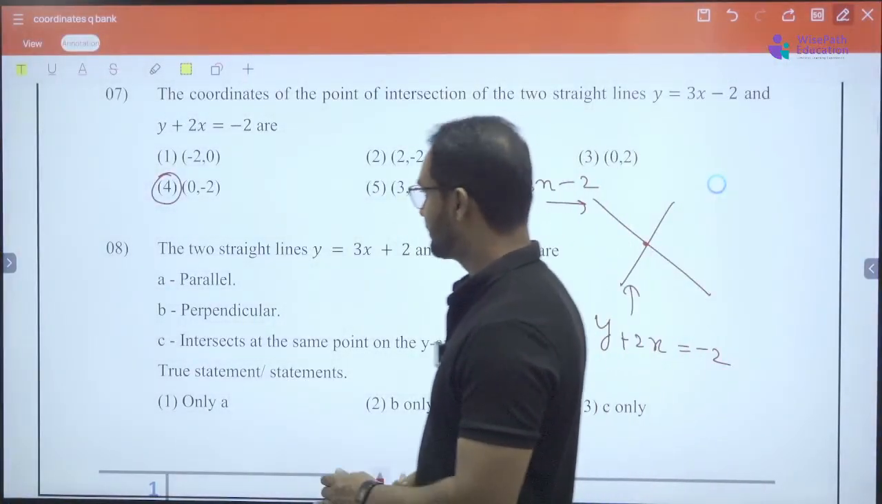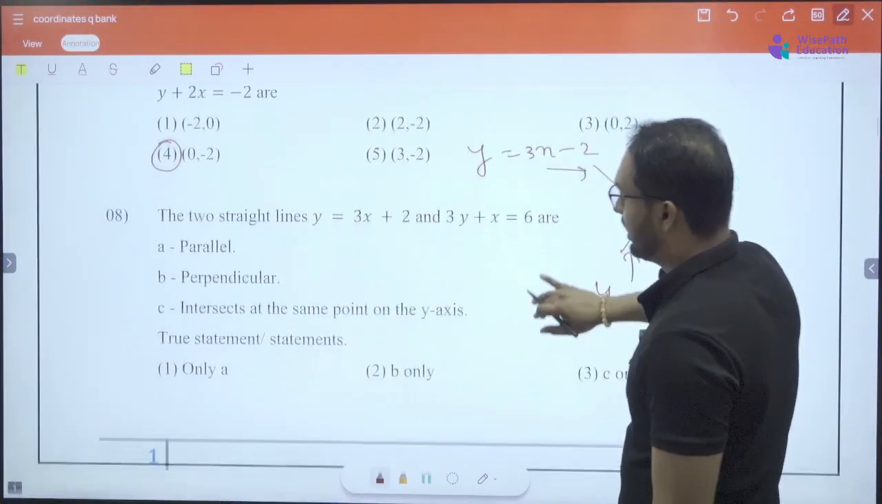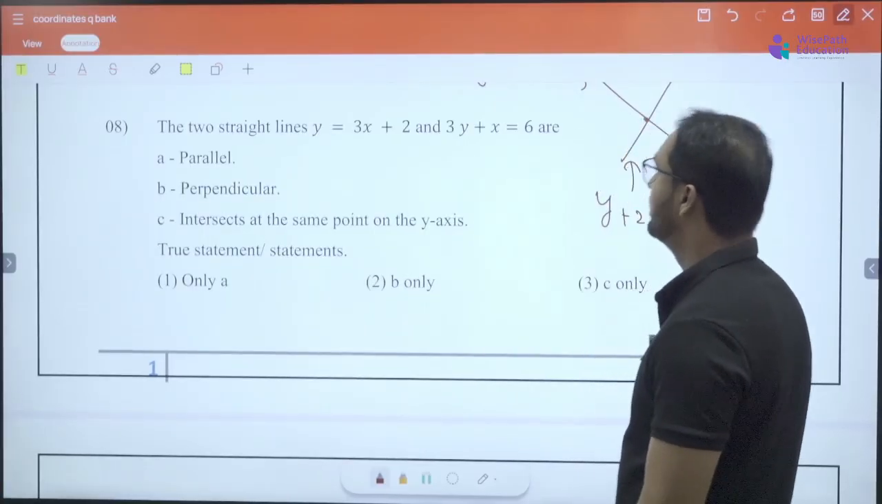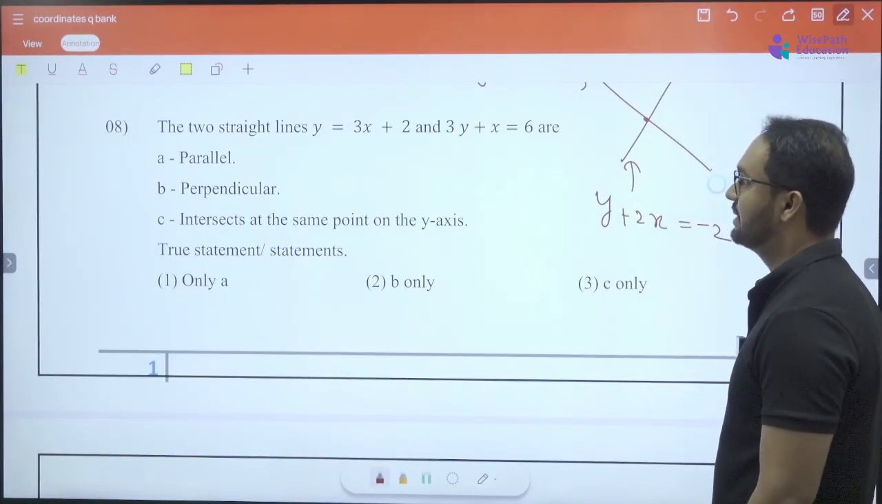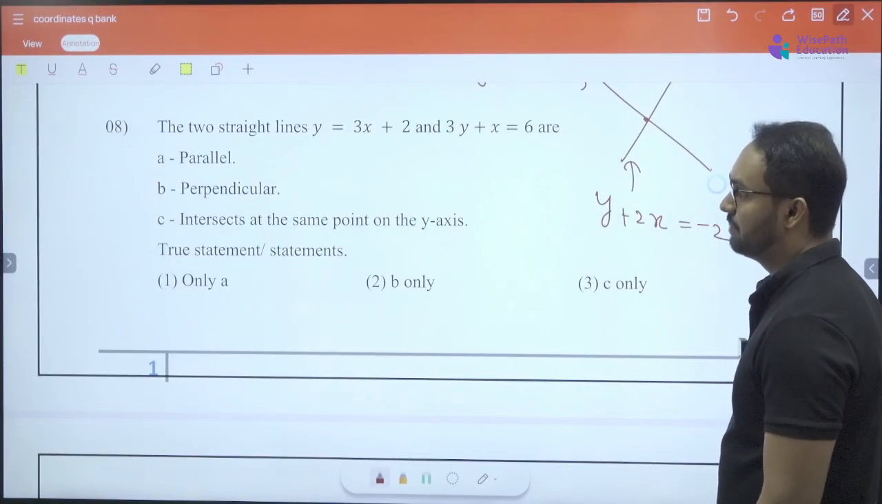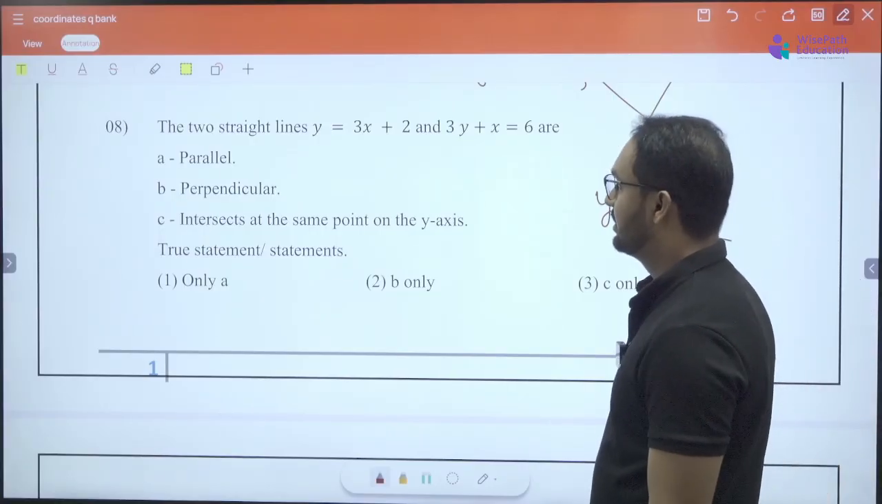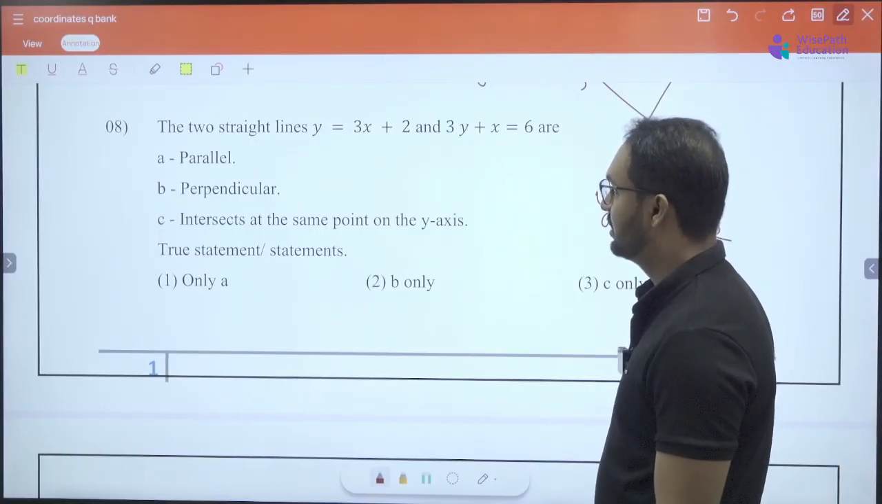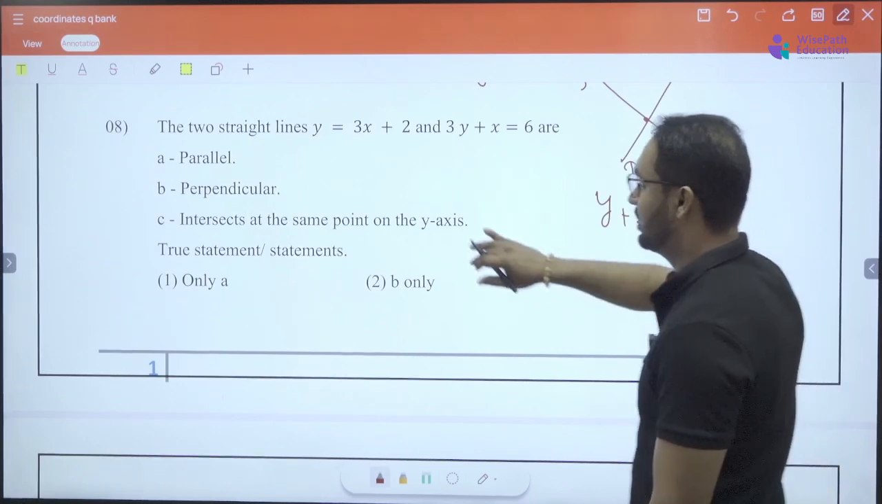Next question. Two straight lines y equals 3x plus 2 and 3y plus x equals 6 are... They are asking whether they are parallel, perpendicular, or intersect at the same point on the y axis, and the true statement is the thing they are asking for, right?